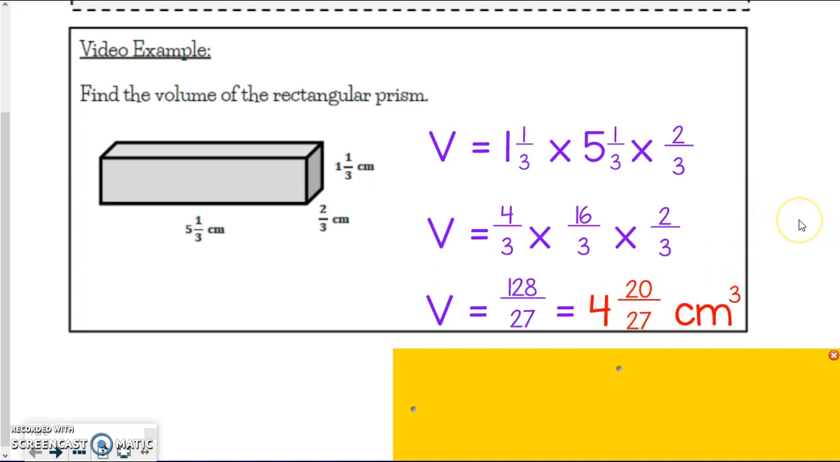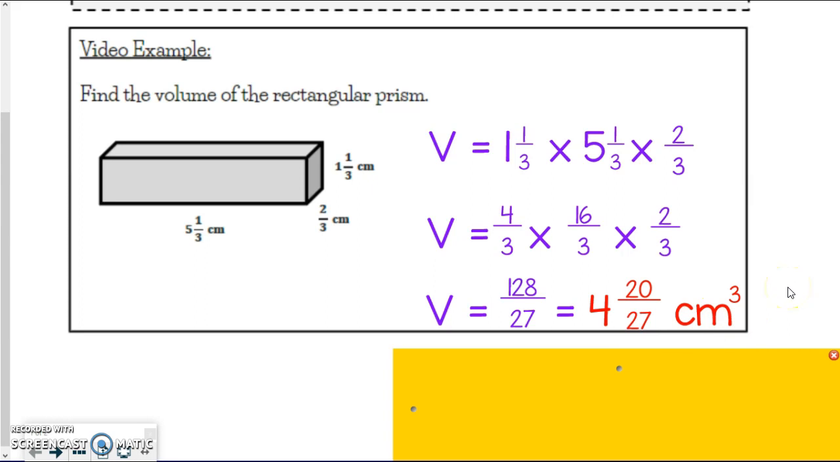And I also could just do this division off to the side. So it fit in 4 whole times. So then I took that 108 away from the 128, and I'm left with 20, and my denominator stays the same, 27. And when I try and simplify that anymore, I can't. Nothing else goes into 20 and 27. So 4 and 20/27 is my final answer, and I can't forget my units, centimeters cubed. So that's what I have to have for my final answer.